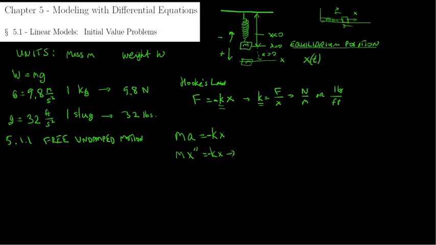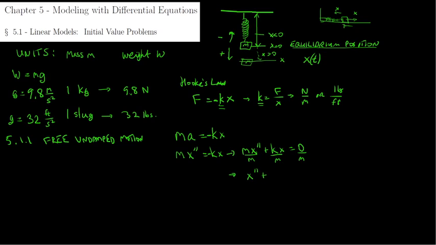And in fact, you can add the kx to both sides. So you get m times x double prime plus kx equals 0, which is a standard homogeneous second order differential equation. And typically, to put it in the normal form, we're going to divide everything by m here. Right. And so then we get x double prime plus k over m.